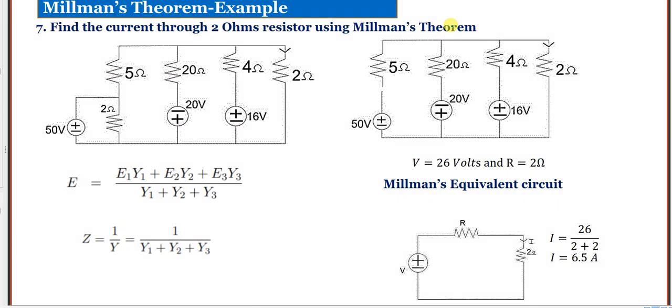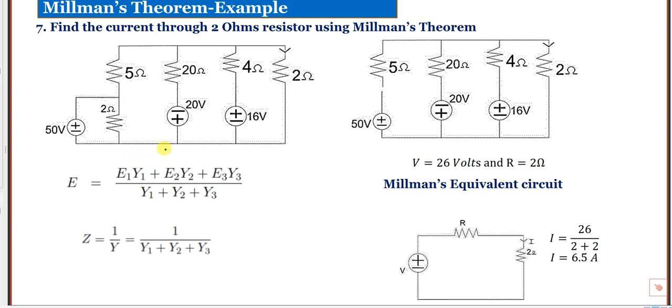Find current through 2 ohm resistor using Millman's theorem. Okay, in the given problem, observe carefully. We know that in Millman's theorem, we can apply it only if three or four practical voltage sources are connected in parallel, and then we can convert them into a single voltage source.